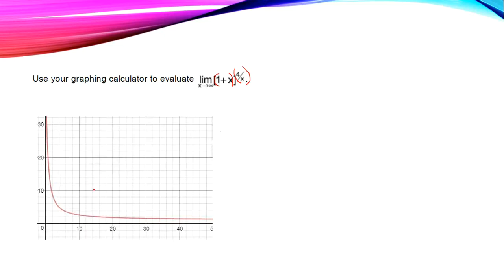Use your graphing calculator to evaluate. The biggest tip with this one is that when you are using your graphing calculator, make sure to use parentheses. So you want to put parentheses around your base and around your exponent when you graph this. When we graph, here's what we get. And as you can see, as x gets larger, we're approaching a horizontal asymptote, and it's getting closer and closer to 1. So our answer here would simply be 1.